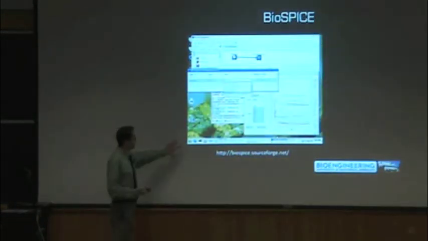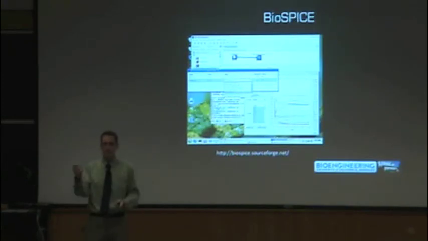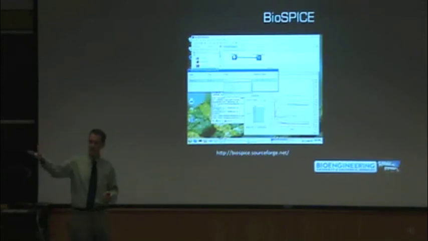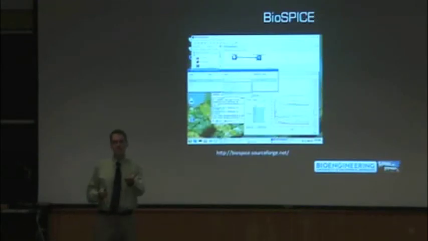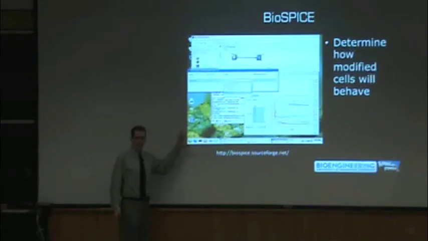A couple of things are being worked on right now, things like BioSpice. BioSpice is basically a program where you put in all the metabolism, and what you might be able to do is say, well, what if I add an enzyme that does some other reaction? Or what if I add more enzyme than the cell naturally has? How is the cell going to react? Well, this is going to determine how modified cells will behave.